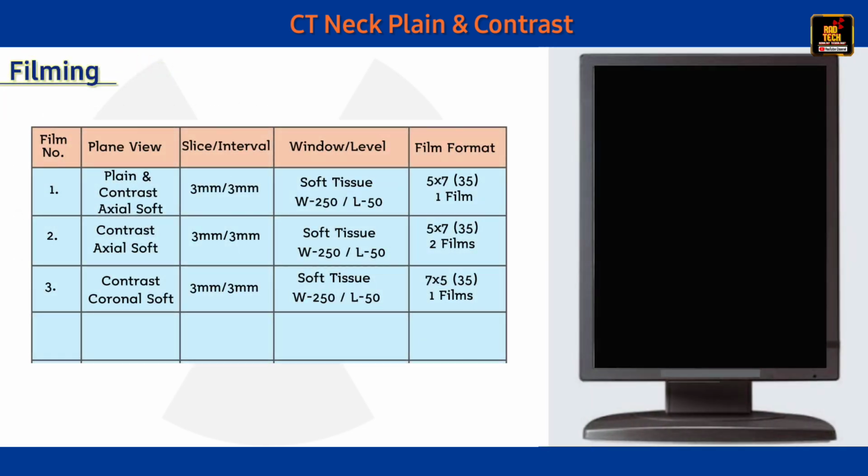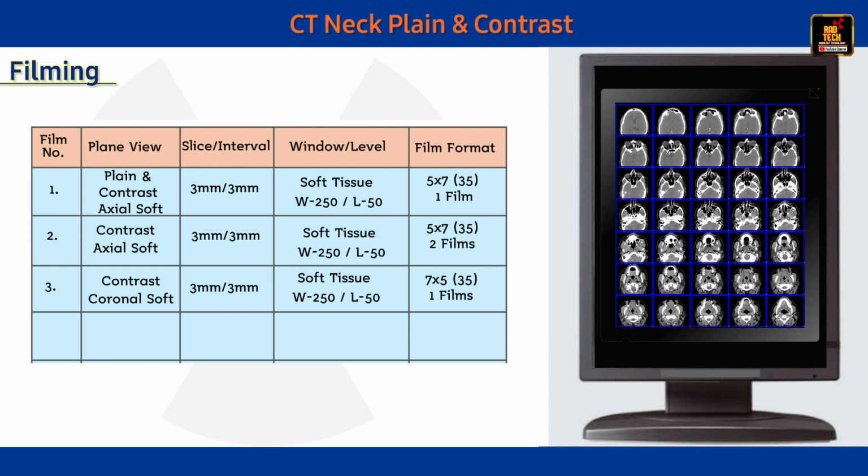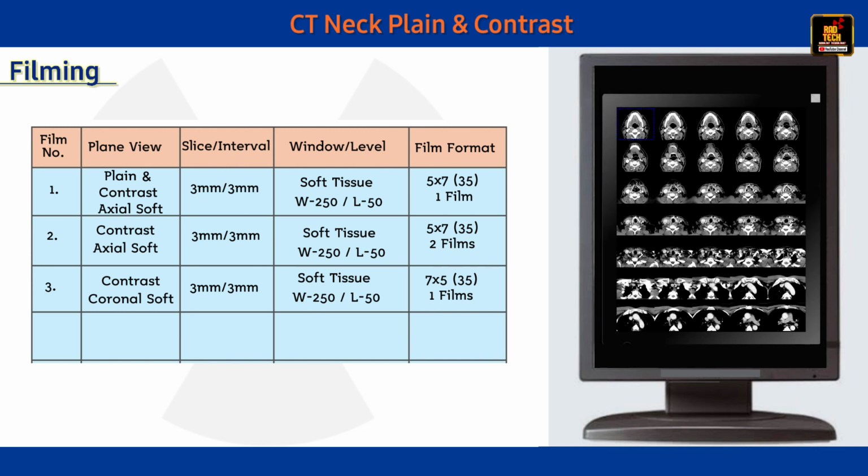Filming. Film 1. Plain view, plain axial soft only region of interest and contrast axial soft. Slice interval, 3 by 3 mm. Window level: soft tissue. Window width 250 and window level 50. Film format 5:7, 35 images.